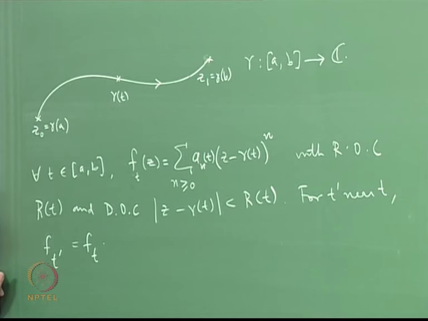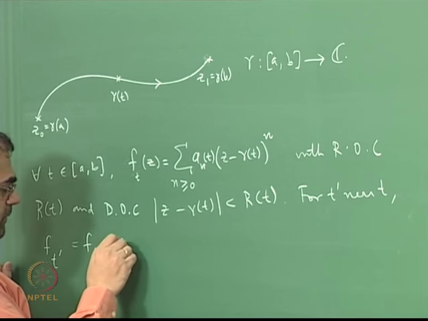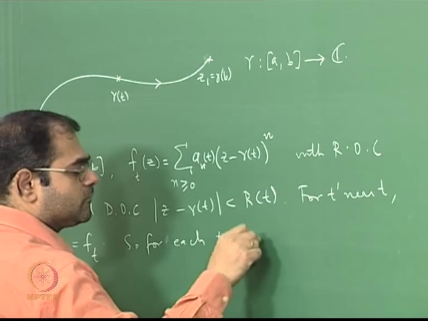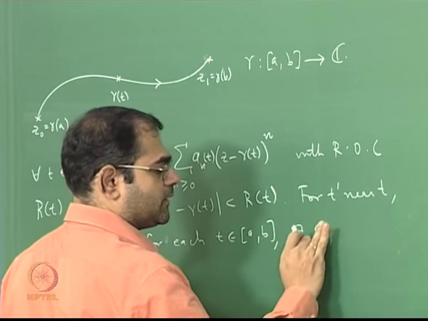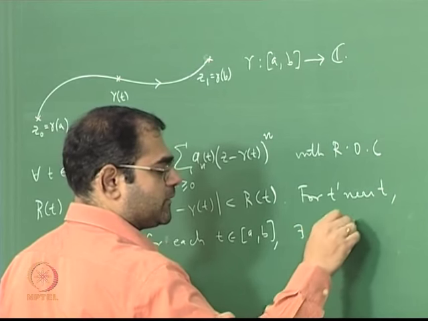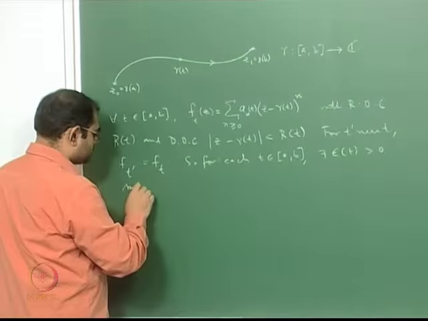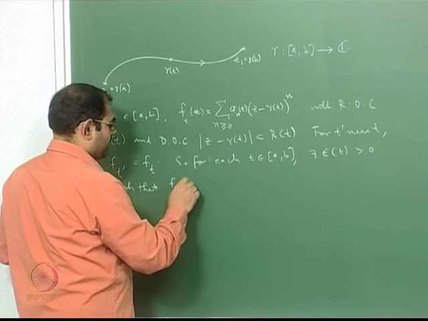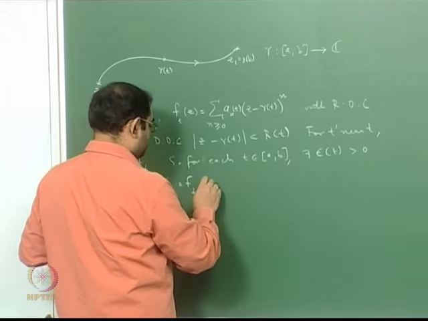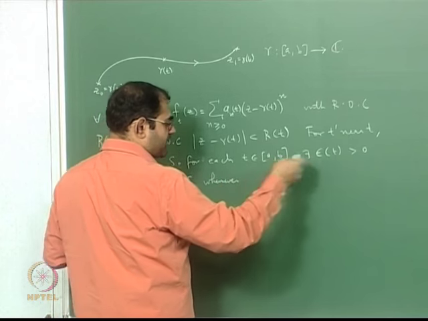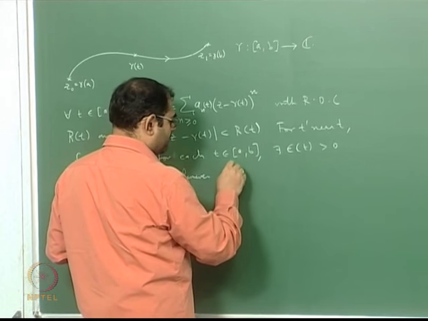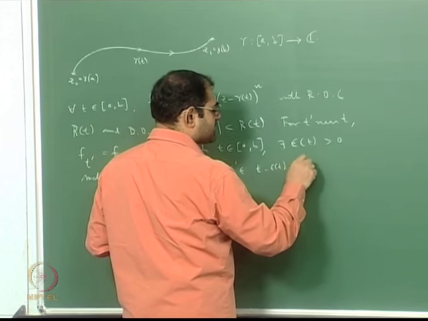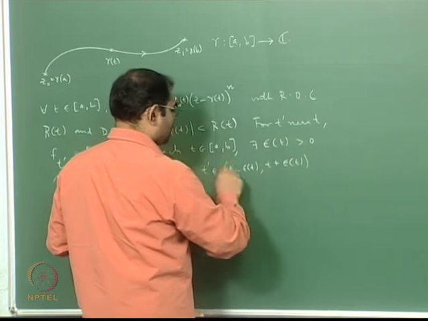So in other words, for each t in [a, b], there exists an epsilon of t greater than 0, such that f_t prime is the same as f_t whenever t prime is in this epsilon neighborhood of t. So t prime belongs to (t minus epsilon t, t plus epsilon t), intersection of course [a, b].